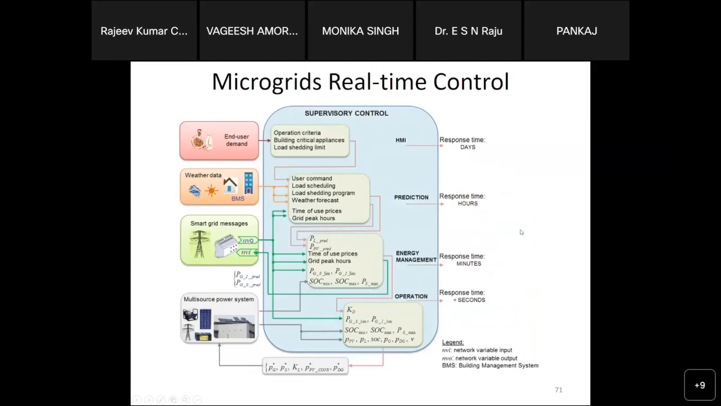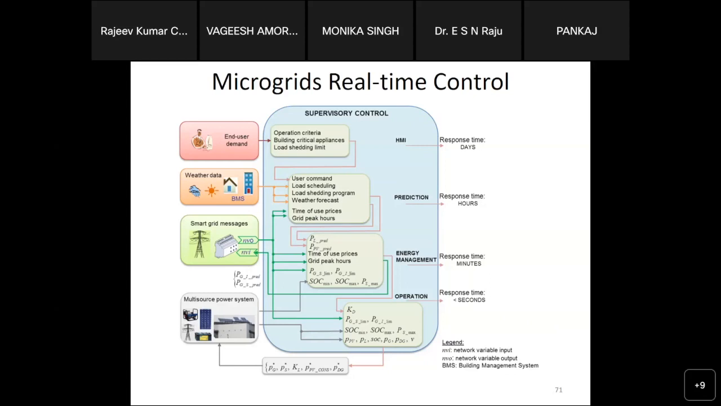This is one more thing, the same thing I'm showing in more detail. As we can see in the end user demand, we will have the load shedding limit, we will have the building criteria applications, we will have the operation criteria. There we have the human machine interface, with which you can provide the end user commands. After that you have the weather data, and we can see we have the load forecasting data, the load shedding program, the weather forecasting data, the load scheduling, as well as the time of use prices and the grid peak hours. Likewise we have all the data.